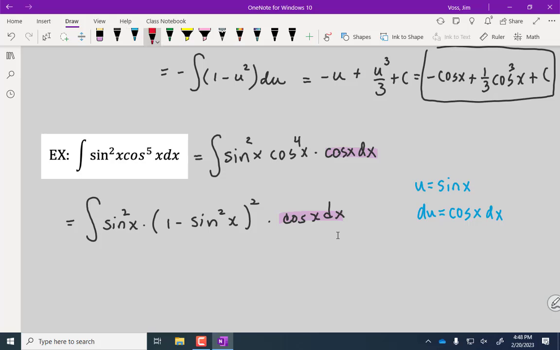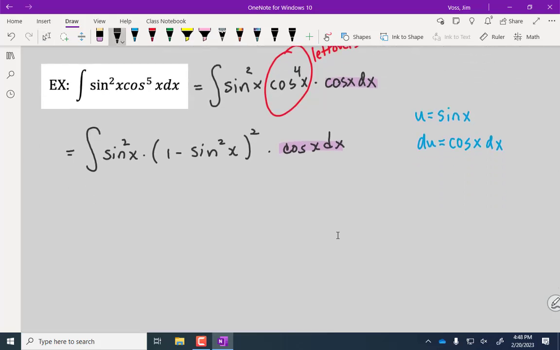Any questions before we evaluate that? Yep. What was the rule for this one again? If you have an odd power, pull one off and convert the leftovers. If you have an odd power on sine or cosine, pull one off, convert what's left. Convert, backfill.